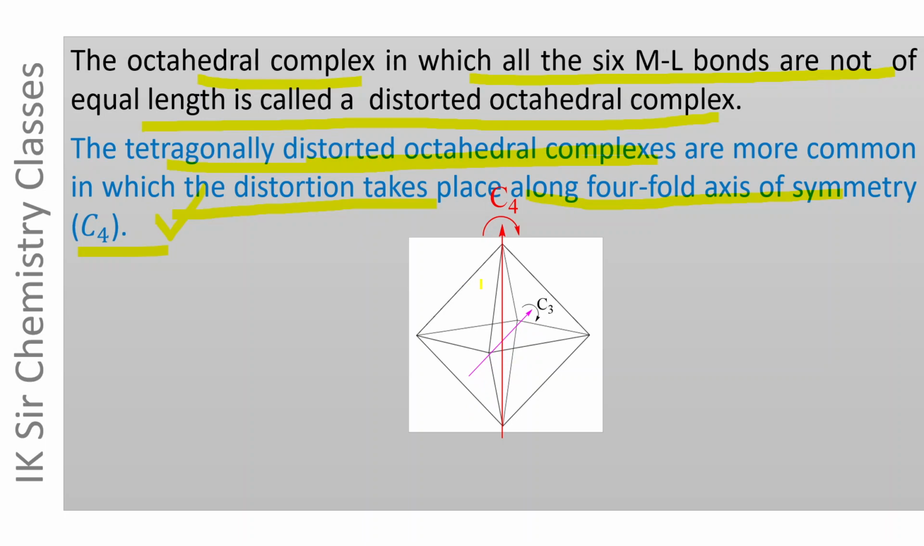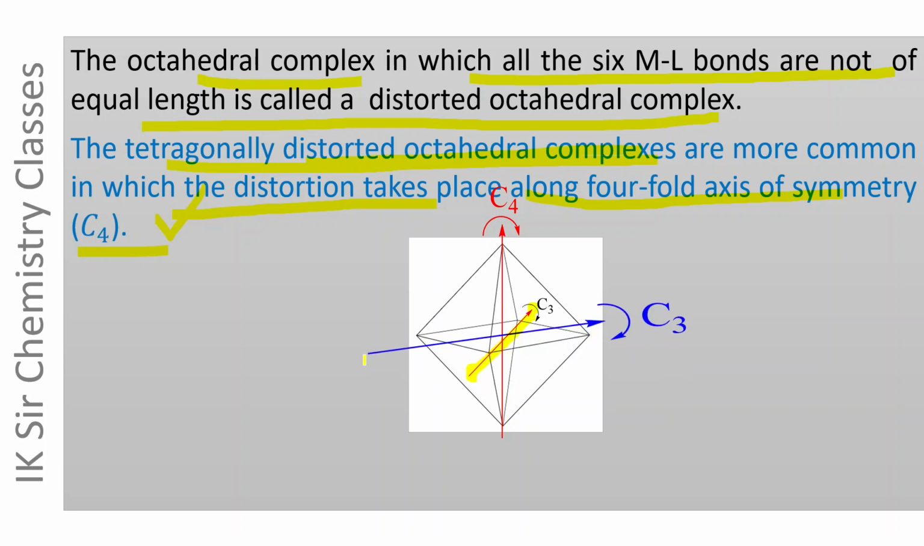This is the C3 axis of symmetry, the threefold axis of symmetry, which passes through the centers of two opposite faces. If the distortion in an octahedral complex takes place along the C3 axis of symmetry, it is called trigonally distorted octahedral complexes.